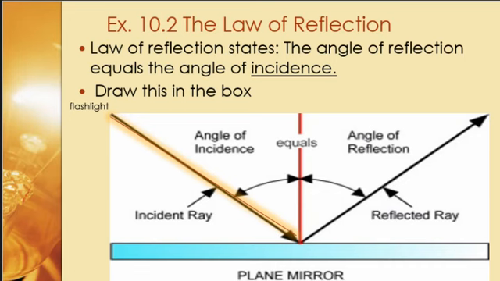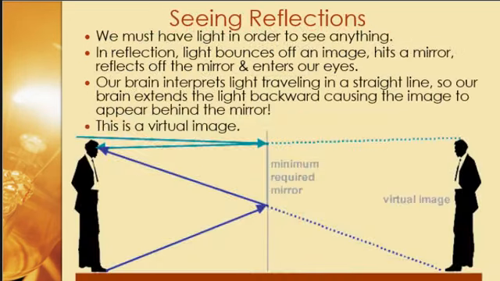Let's talk about when you look at yourself in a mirror, right? Here we are looking at ourselves in a mirror, seeing reflections. We must have light, first of all, to see anything. That makes sense. In reflection, the light bounces off an image, hits a mirror, reflects off the mirror, and enters into your eyes. Our brain interprets the light traveling in a straight line, so our brain extends the light backward, causing the image to appear, actually, if you think about it, behind the mirror.